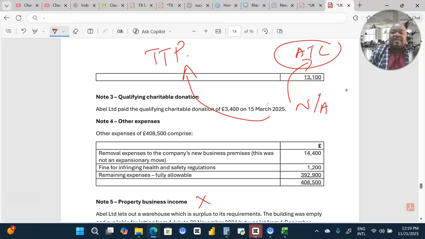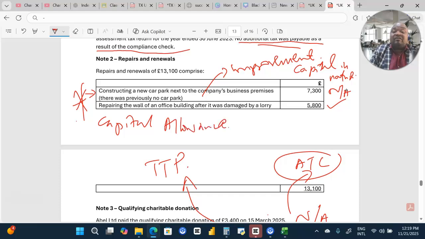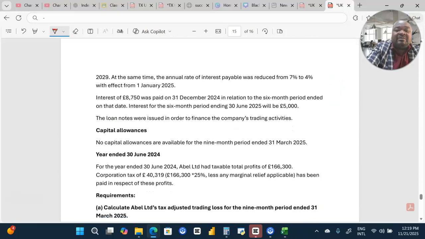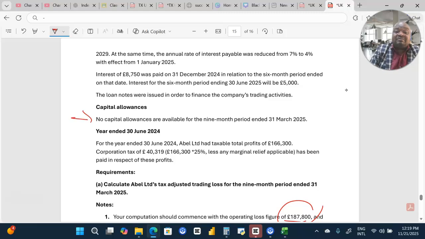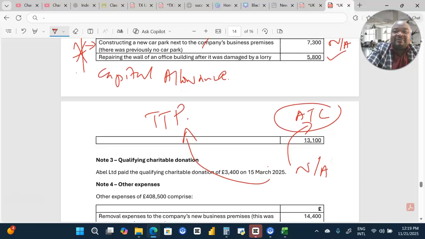Now, other expenses. Okay, before we go there, I know here people are worried about capital expenses. Capital allowances. Don't always worry about them because the examiner has a way of dealing with them. Remember, there's a statement by the examiner that do not worry about them. Capital allowance. No capital allowance are available for the 9-month period ended 31 March. So the examiner is saying, hey, don't worry about those ones. They are dealt with. Okay, great. I know you guys are clever and we're worried there.